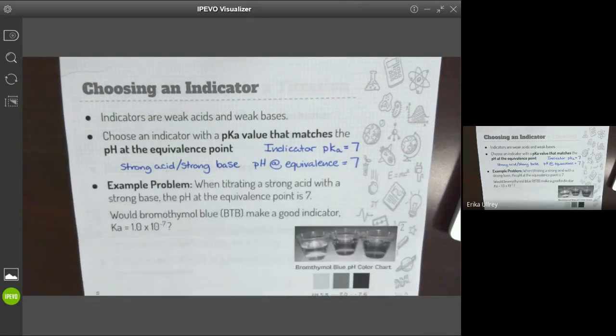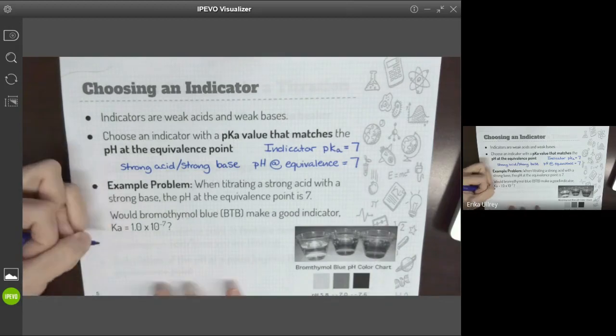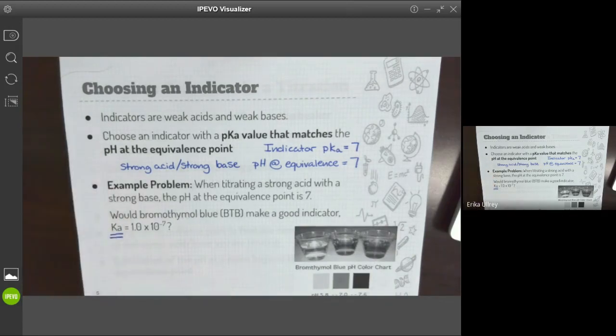So here's an example problem. When titrating a strong acid with a strong base, the pH at the equivalence point is 7. Would bromothymol blue be a good indicator to use? What do you guys think? So here's the Ka of bromothymol blue, but we need to be able to compare the pKa. So how are we going to get a pKa if we're given the Ka value? What are we going to need to do to make that happen?